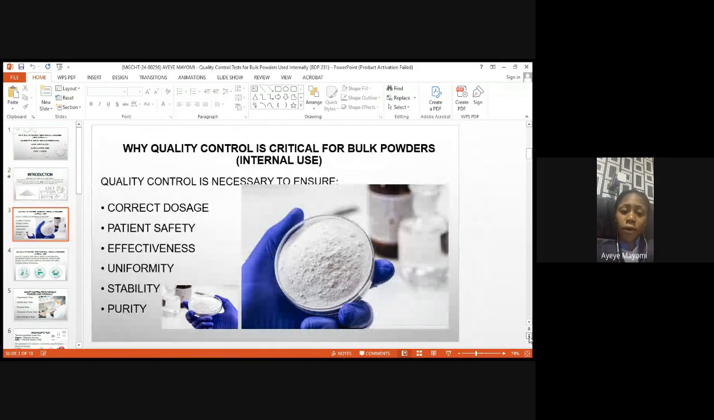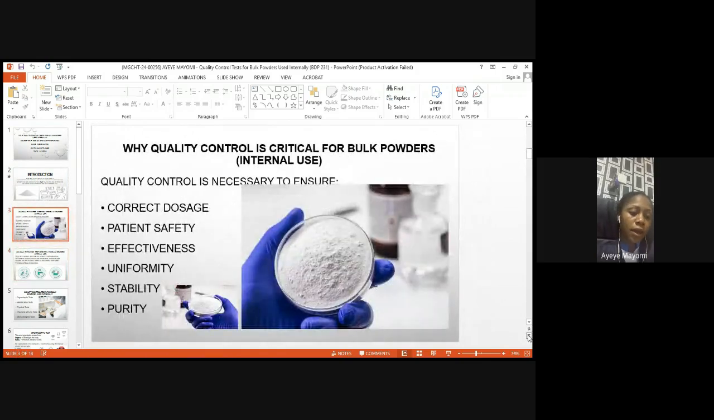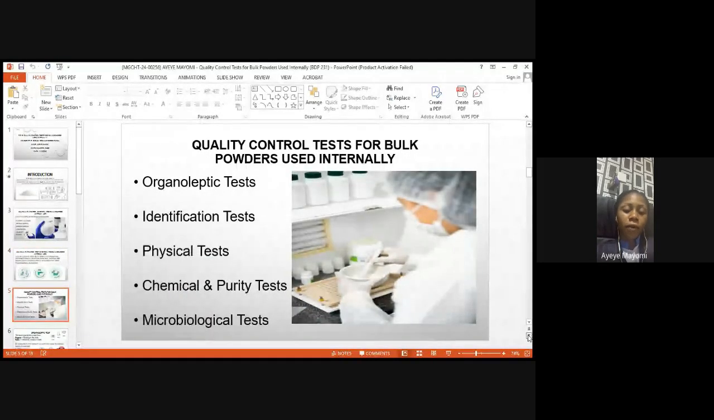And also, why are quality control tests important in bulk powders used internally? Quality control tests help us to detect contamination, incorrect dosing, moisture problems, particle size issues, and packaging defects, ensuring they meet pharmacopoeia standards. Now, moving to the main tests for bulk powders used internally. I'll start with number one. We have organoleptic tests, identification tests, physical tests, chemical and purity tests, and microbial tests.